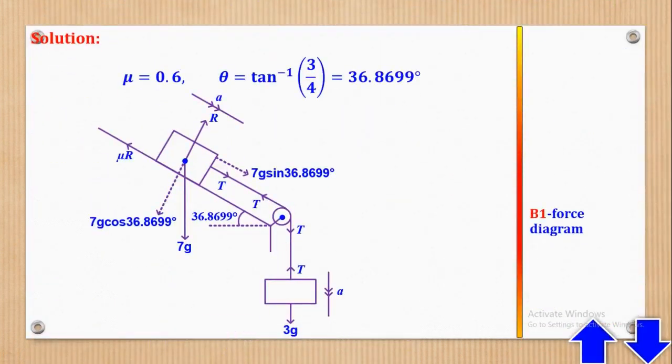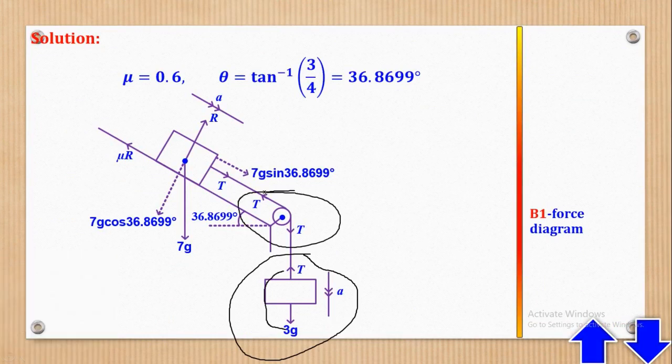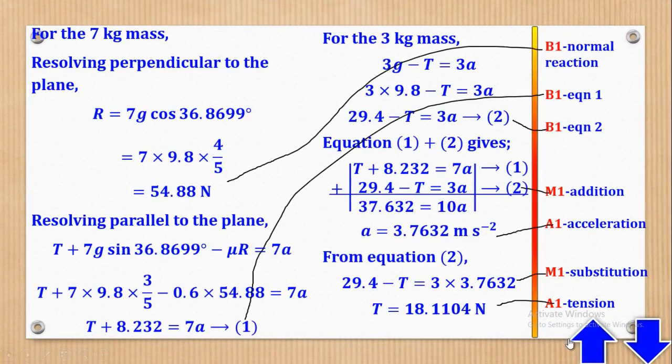For this force on the pulley, we are interested in these forces here. These two tension forces will cause a normal reaction here, a reaction at that point, which is in that direction. So it bisects these two forces. We shall first draw the forces. The good thing is we know the value of T is 18.1104.